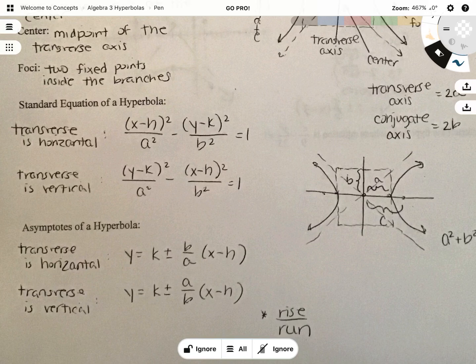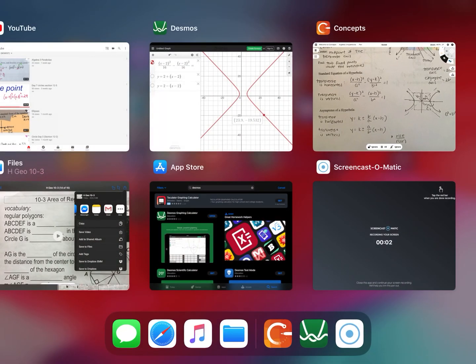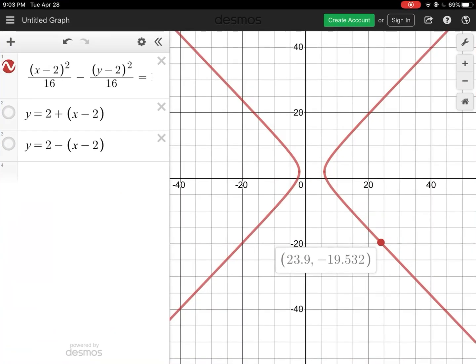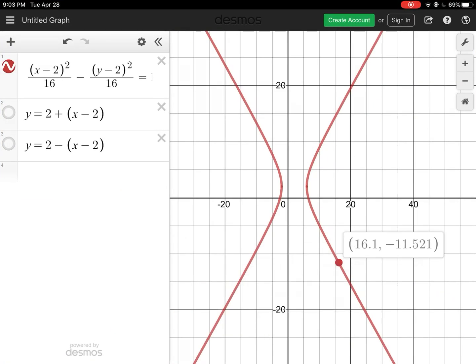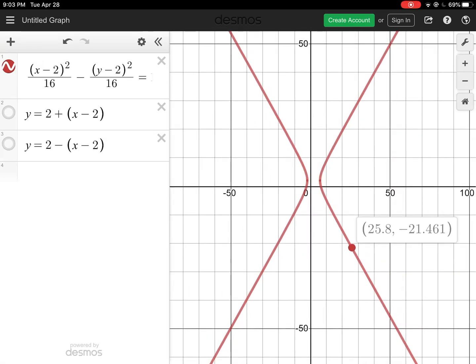Okay, one thing I want to mention: the hyperbola kind of looks like two parabolas, but it's actually not. And I want to show Desmos, your favorite application. All right, so I just made up some hyperbola: (x minus 2) squared over 16 minus (y minus 2) squared over 16 equals 1.